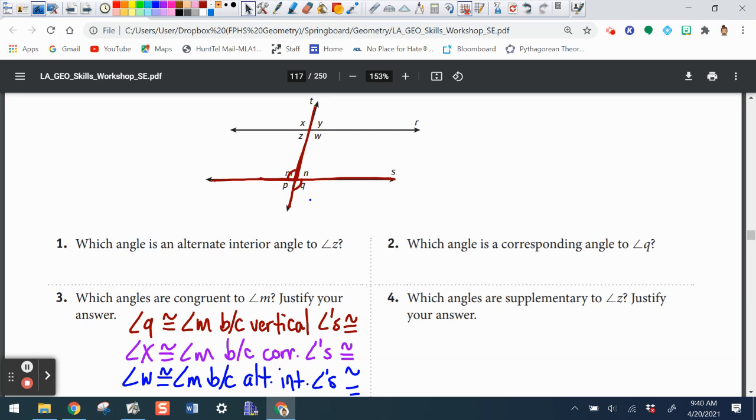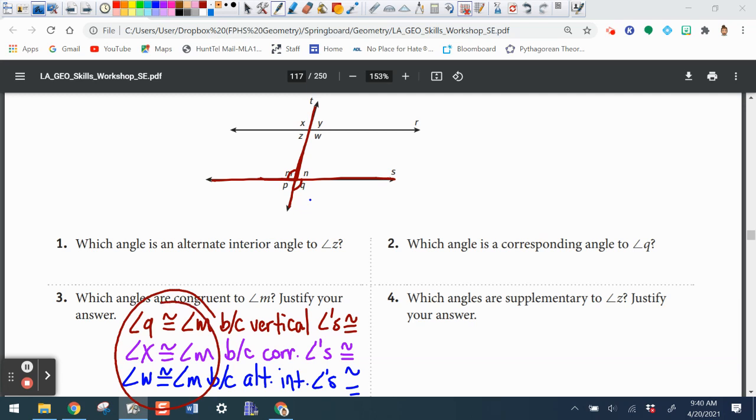So we have used three different types of relationships to establish three different angles that are congruent to angle M, which I should make clear that technically they're also congruent to each other. That's the transitive property. If angle Q is congruent to angle M and angle X is congruent to angle M, well then angle Q and X are congruent. And likewise with angle W. Any of these angles down here in any of these angle pairings are congruent to each other.